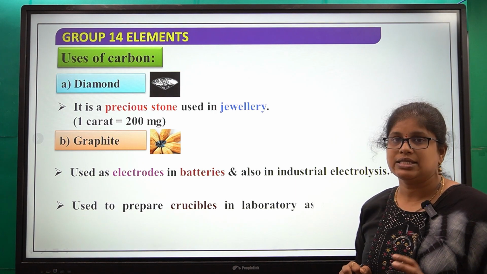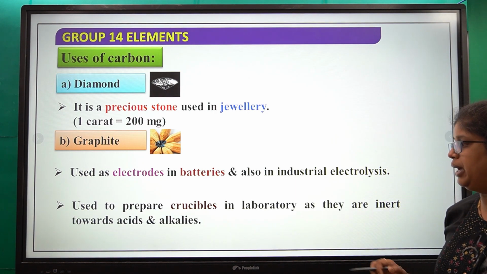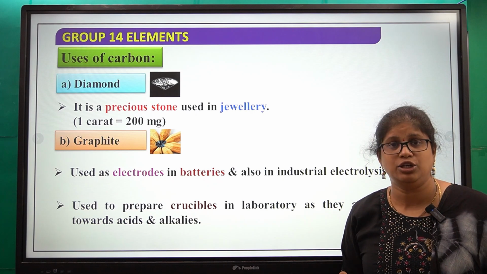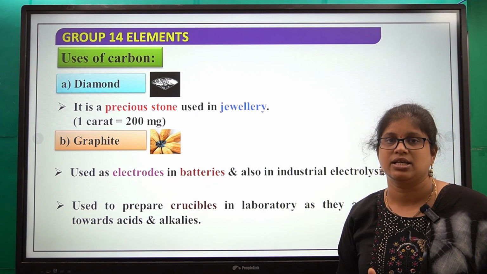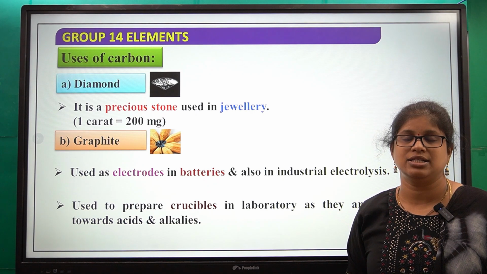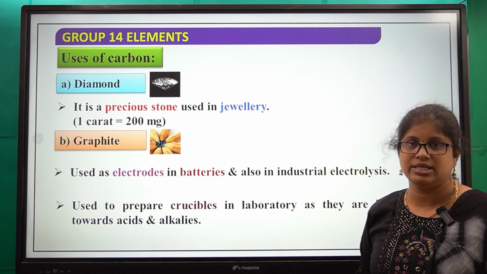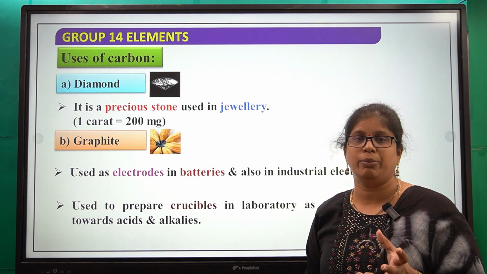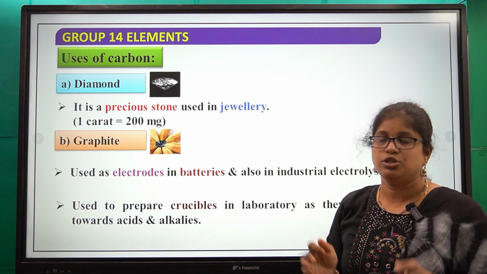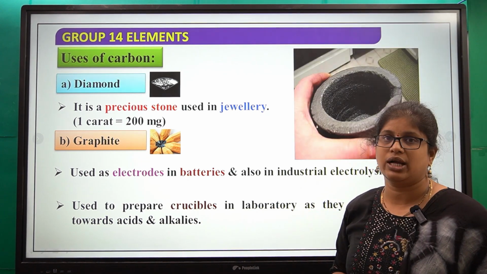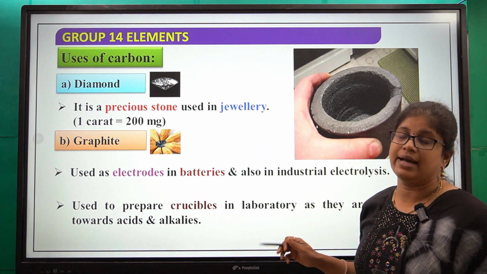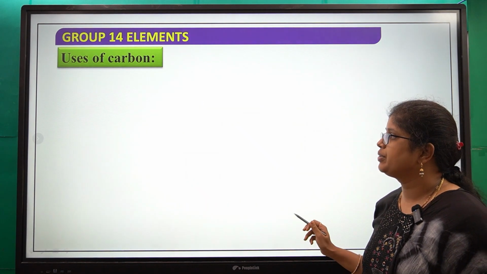Next, it is also used to prepare crucibles in laboratory as they are inert towards acids and bases. So they are not reacting with acids and bases, they are inert towards these compounds, so that's why graphite is also used to prepare crucibles. It is used for crucibles because they are inert towards acids as well as bases.